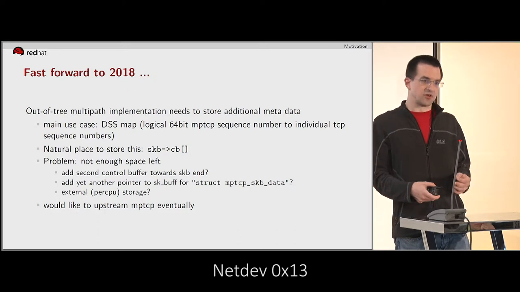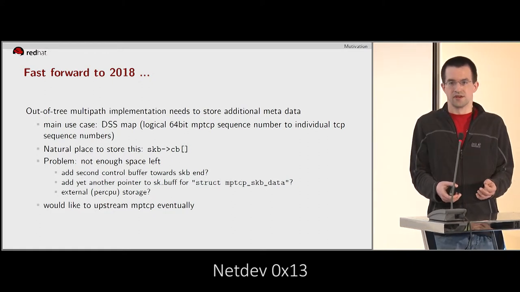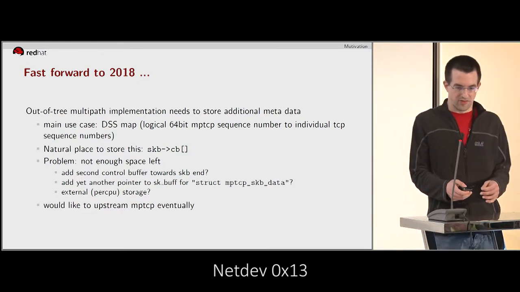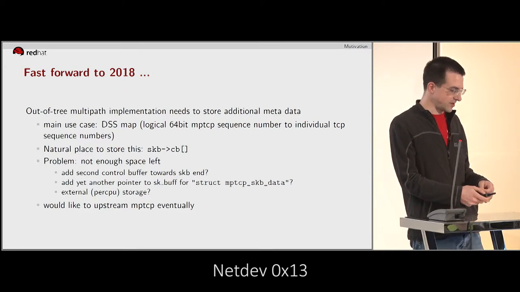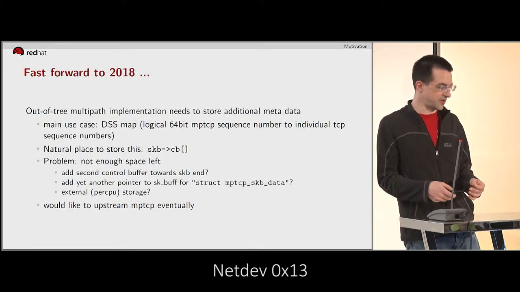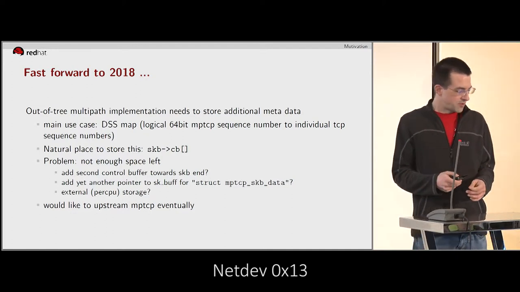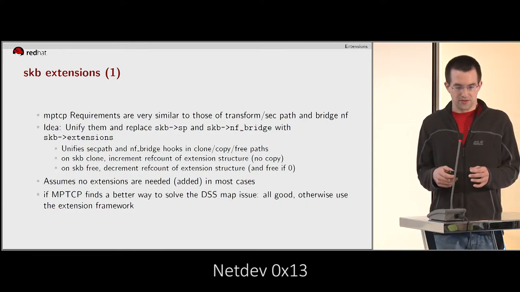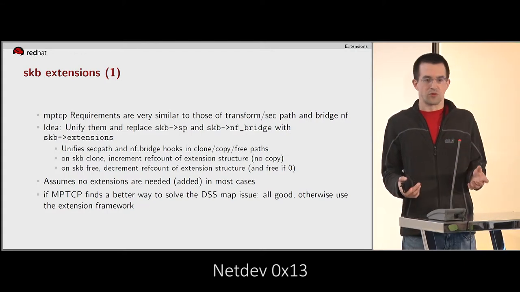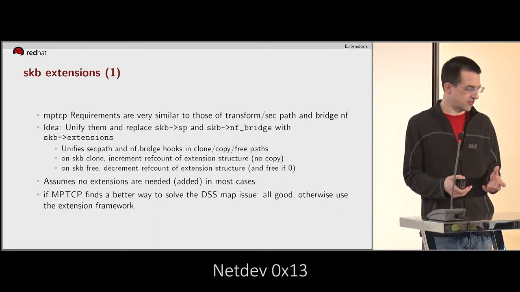And because MPTCP would like to be upstreamed, we need to find some alternative method to store this DSS map somewhere in the SK buff without making a mess of the SK buff structure. So there were several alternative solutions discussed, like adding a second control buffer at the end, and adding another pointer to the SK buff like IPsec or Bridge netfilter. But they are very similar in requirements to what we already have with IPsec and the Bridge netfilter. So can we just replace that with a single unifying infrastructure? And that's exactly what the SKB extensions are about.